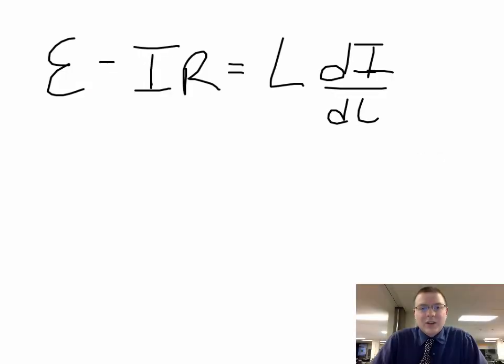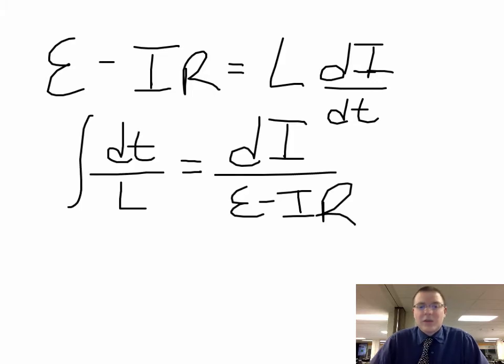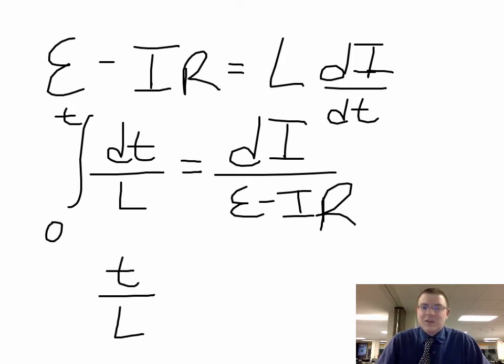So looking back at our Kirchhoff loop here, V minus IR equals L di/dt. I want to get all the dt's and di's on the same side. So rearranging a little bit, I get dt over L equals di over (V minus IR). Now, I have an I and di on the same side, but there's a little bit of baggage with it. So let's integrate the left side first from 0 to any time t. And that's going to be an easy integration. It's going to give me t over L.